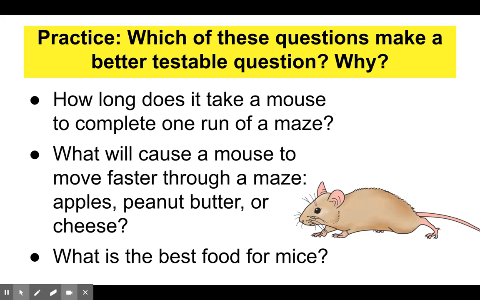Here's some more examples. Which of these is a better testable question and why? How long does it take a mouse to complete one run of a maze? What will cause a mouse to move faster through a maze? Apples, peanut butter, or cheese? And what is the best food for mice?